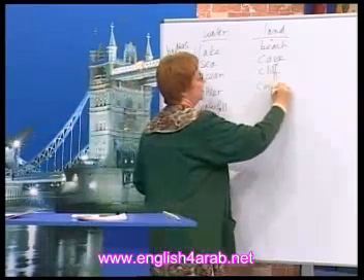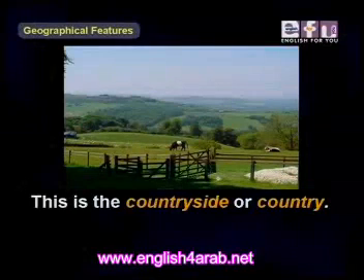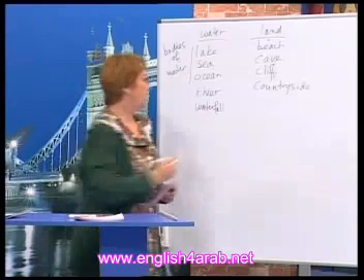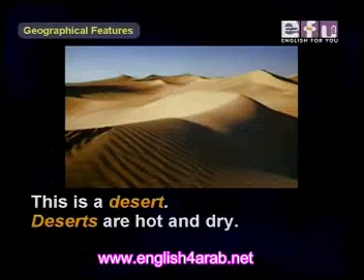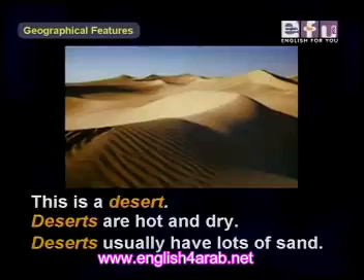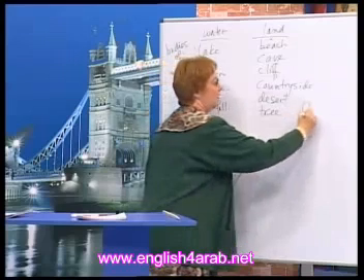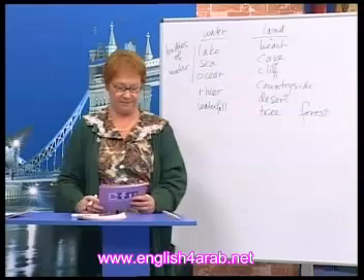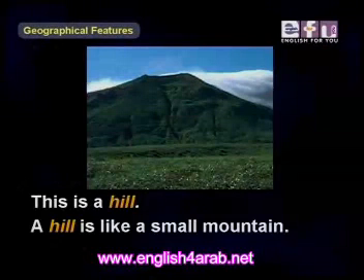Next we have the countryside, or just country. This is the countryside or country. The country is land that's not in the city. Next we have desert. This is a desert. Deserts are hot and dry. Deserts usually have lots of sand. Next is a tree. This is a tree. And a forest. This is a forest. Forests have many trees. Next we have hill. This is a hill. A hill is like a small mountain.